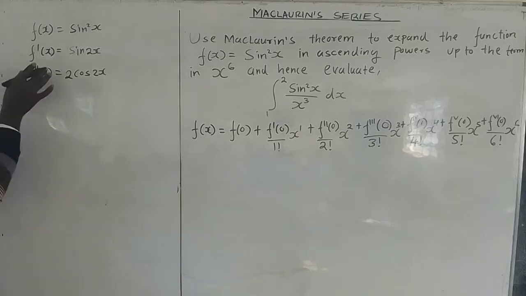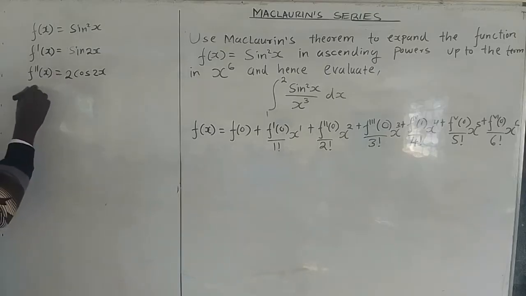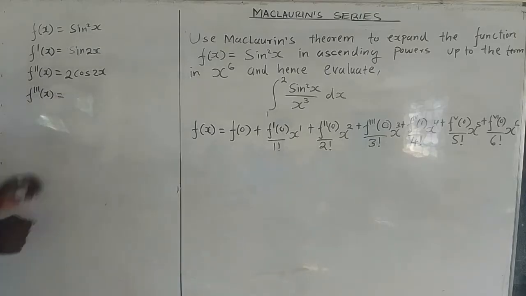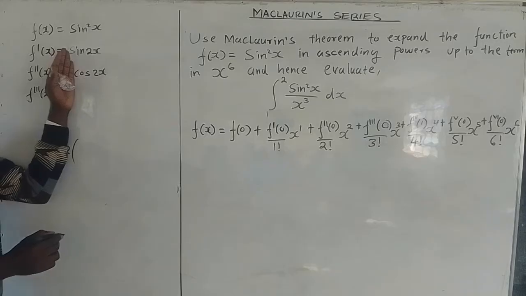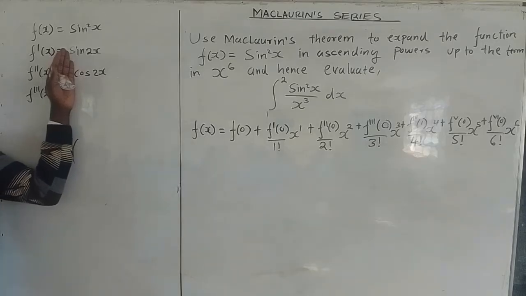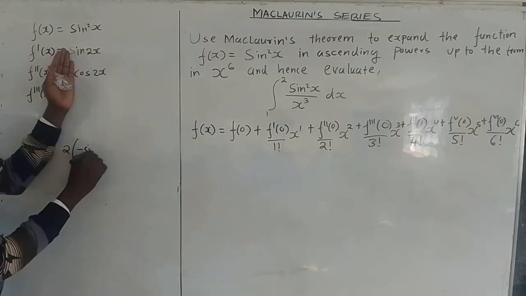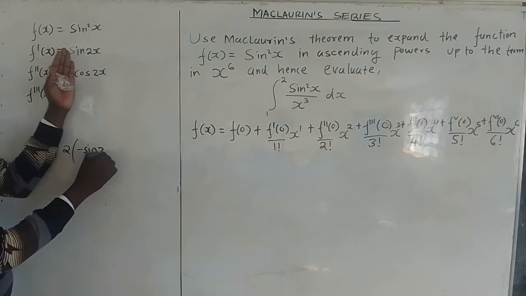Move to the next one. If I differentiate f double prime, I get f triple prime. If I differentiate cos 2x, remember, outside I have 2. So if I differentiate cos, without checking what is inside it, I get a negative sine. Then I put what was inside it, which was 2x.